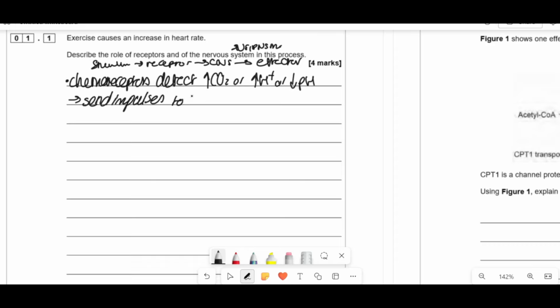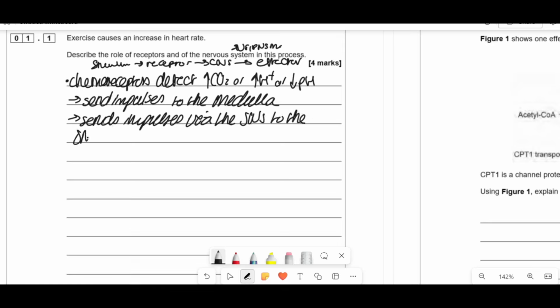Send impulses to the medulla, which is where all of this stuff is processed, right? It's all about breathing, and heart rate is all controlled in there and automatically done there. So it sends impulses to the medulla, which then sends impulses via the sympathetic nervous system to the effector, which is the sinoatrial node. What this does is increase the sinoatrial node firing rate, therefore you get an increase in heart rate. That's it.